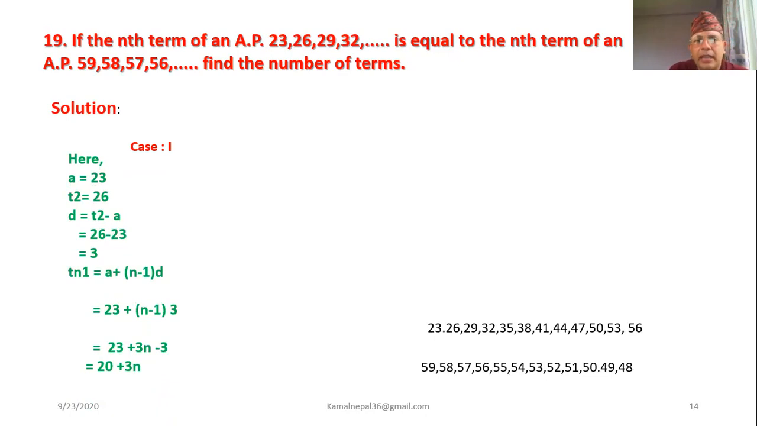T1 is equal to A plus (N minus 1)D. Then find out this one: A is 23, and it is not given there. So (N minus 1)D is 3. Then it is 20 plus 3N.